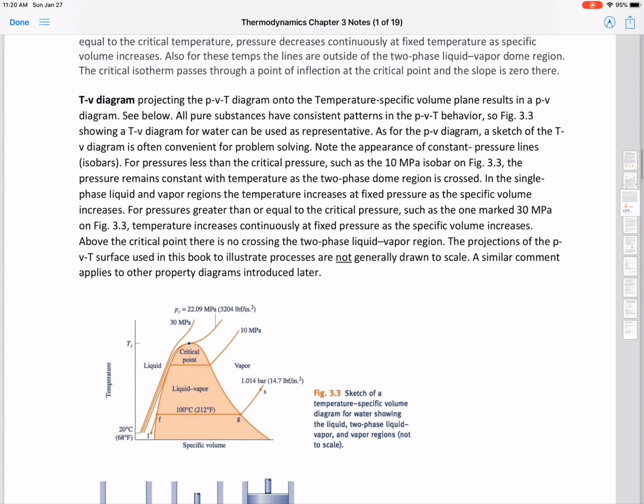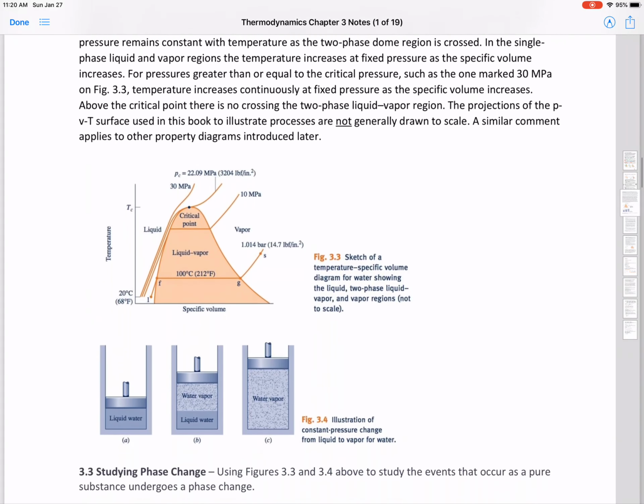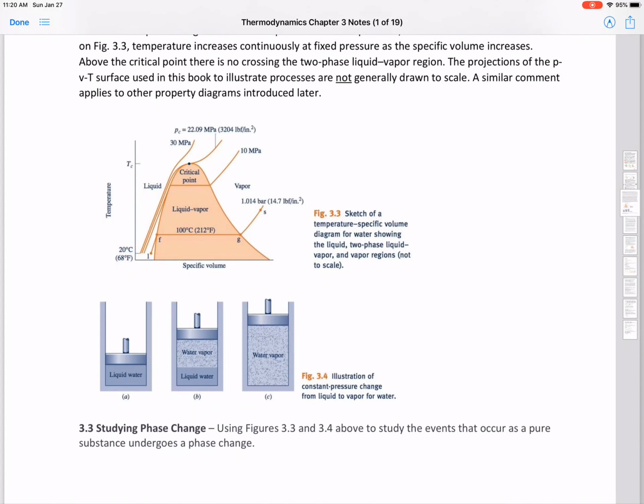So here is a temperature specific volume diagram, and so this one is temperature and specific volume, TV diagram. So this is the projection of a PVT, a pressure specific volume temperature diagram, the three-dimensional diagram we saw, onto a temperature and specific volume plane.